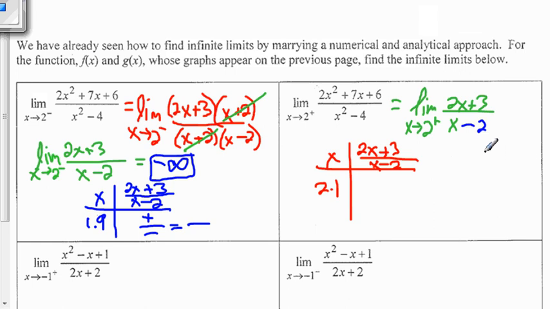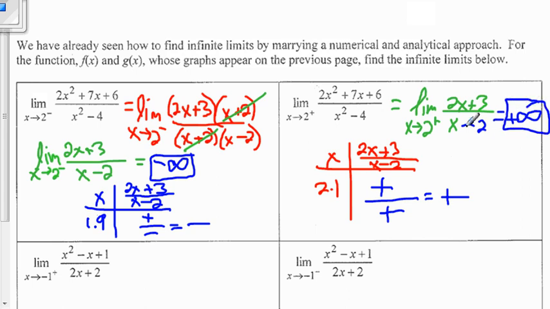And I rewrote the x approaches 2 from the right twice, so make sure you change that right there. So now I'm going to pick 2.1. 2 times 2.1 is 4.2, plus 3 is going to be positive. That's really all I need to know. And then 2.1 minus 2 will be positive. Positive divided by a positive is always positive. So the limit as x approaches 2 from the right is going to be positive infinity.